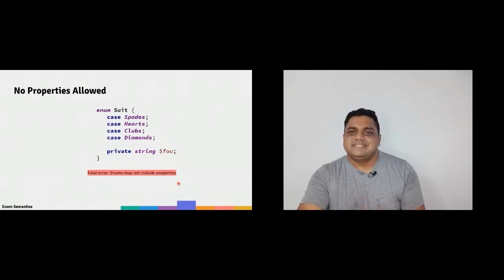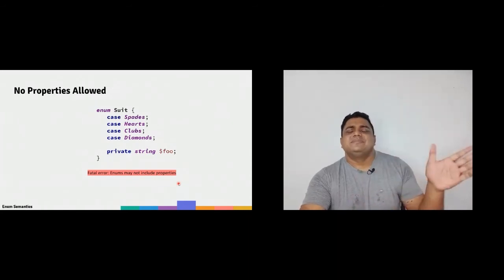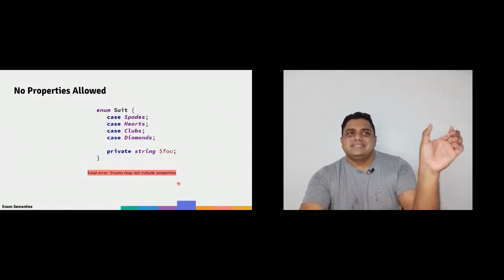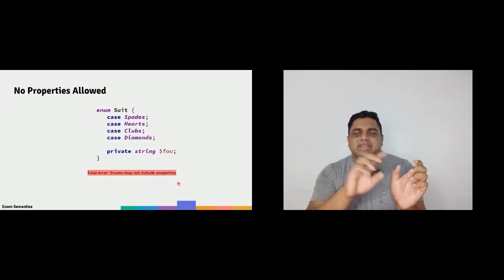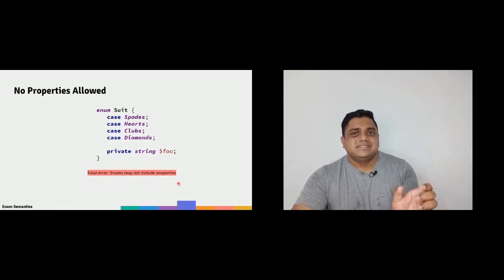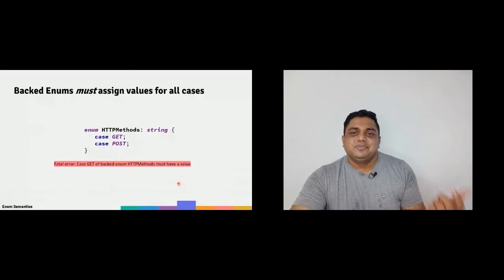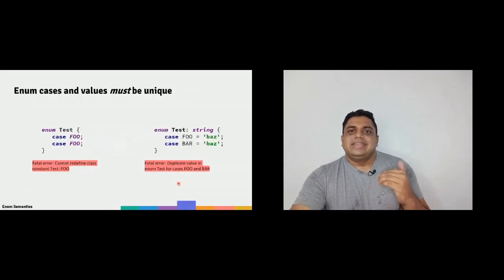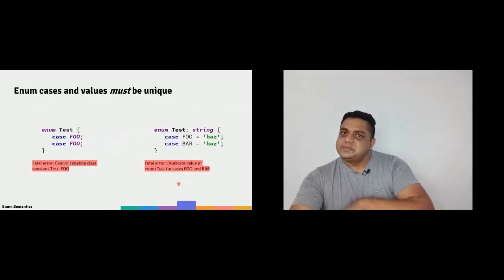If you have a backed enum, remember the example that we have, post status, and then we assign it a name and a value. If you tell PHP that I will declare this enum and add values from strings, you have to do it. You cannot have just a few members with values, so none. You have to declare a value for all of them. And the cases and the values must be unique as well.